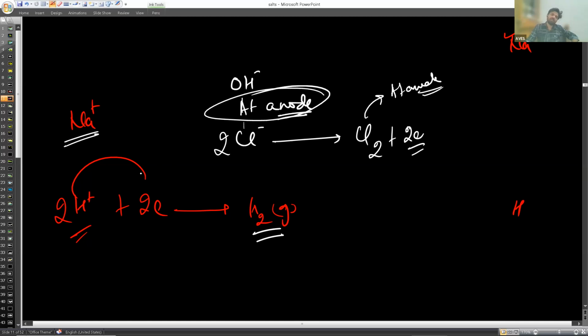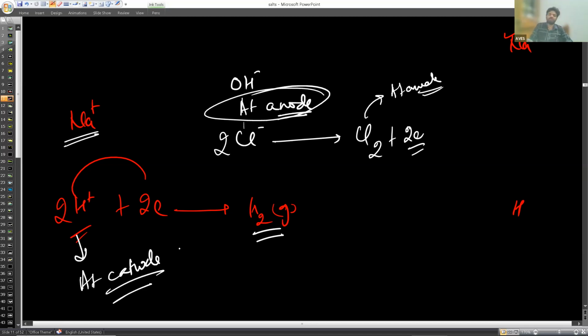And the H plus ions, since they are positively charged, will go to the cathode. Cathode is negatively charged, so they will go to the cathode. At the cathode, they will gain two electrons and form hydrogen gas. You understood? So when it forms the hydrogen gas, it will be like this.